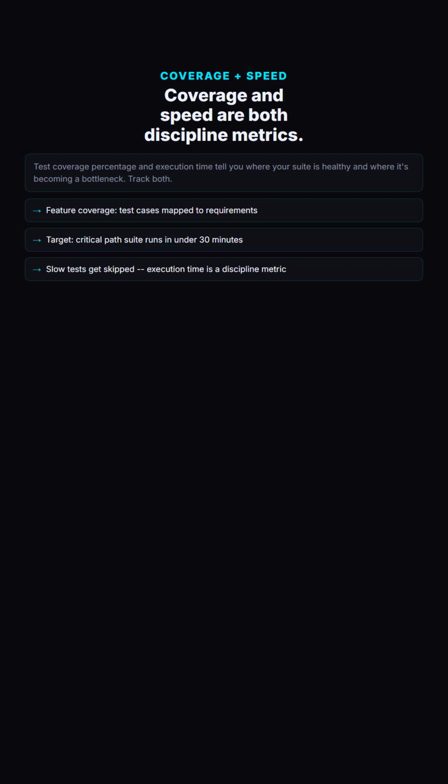Tracking execution time and setting targets. A reasonable goal for most teams is under 30 minutes for the critical path automated suite. That keeps your test investment practical and actually useful. When a release decision is being made and a stakeholder asks what was tested and how thoroughly, these two metrics, coverage percentage and execution time, give you a concrete and credible answer.